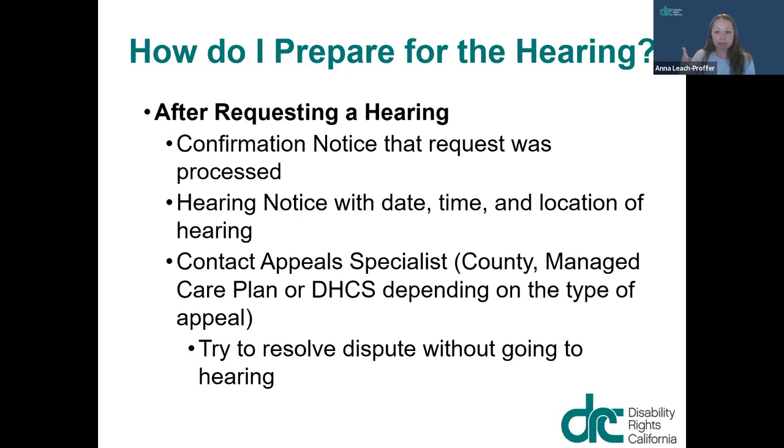That means an explanation of why you need an additional postponement. And if you do ask for a postponement and you're receiving aid paid pending, the aid paid pending will continue during that postponement. You should also receive contact information for the assigned appeals specialist. Depending on the type of appeal, this will be a representative from the county, from the managed care plan, or from the Department of Health Care Services. Their name will be listed if you're using ACMS, and it should also be listed on the confirmation notice you receive.